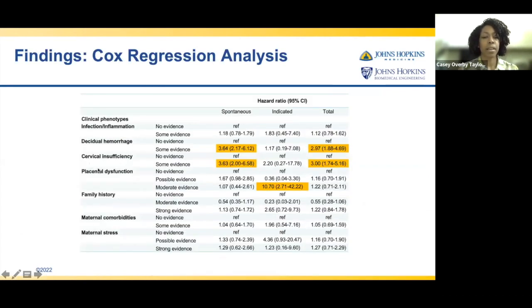This is probably one of the more interesting findings here, since this is leveraging our clinical phenotyping tool. For patients that were predicted to have spontaneous preterm birth, patients that had some evidence of decidual hemorrhage and that had cervical insufficiency were at higher risk. For the indicated group, patients that had moderate evidence of placental dysfunction had higher risk, and the risk for total was similar to spontaneous.